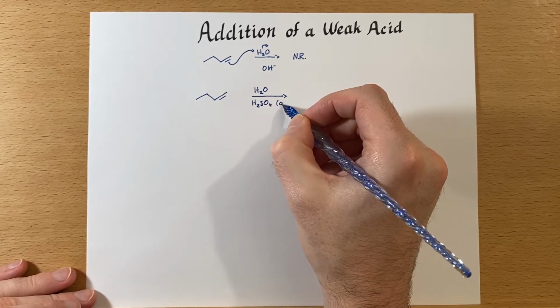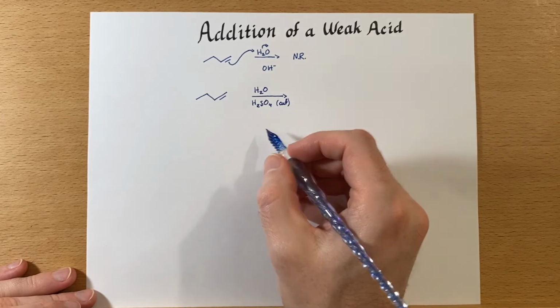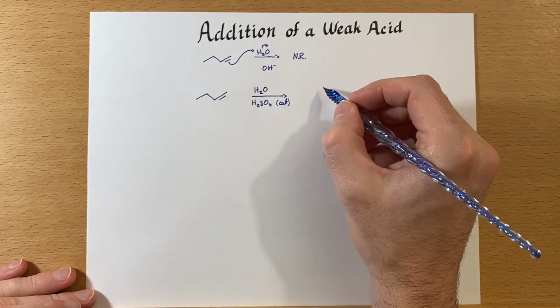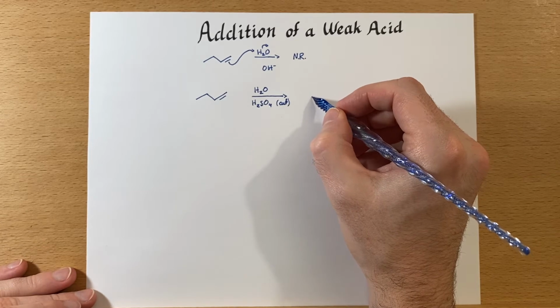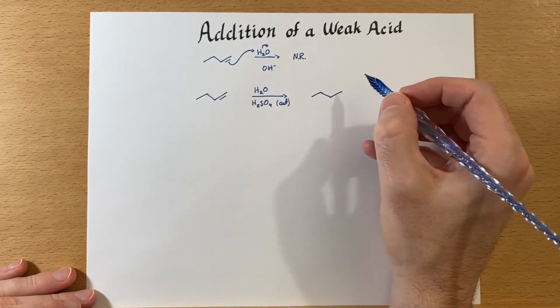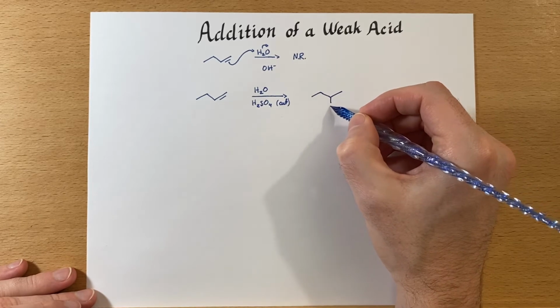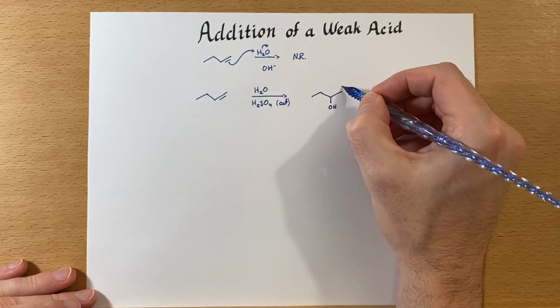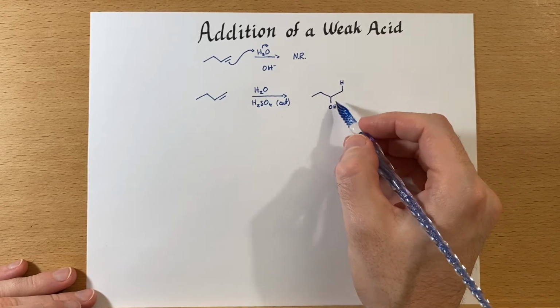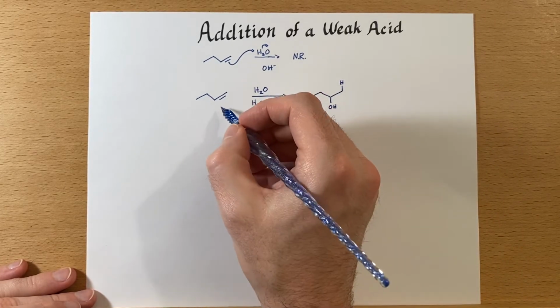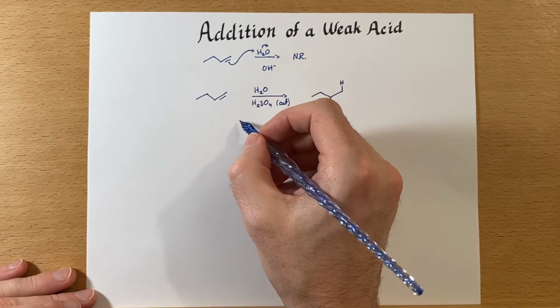a catalytic amount, then we can add an alcohol or add water across the bond here, and form an alcohol. So let's just look at the mechanism for this process.